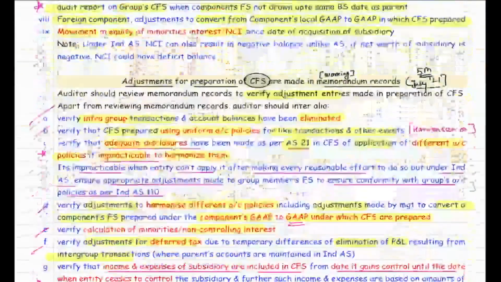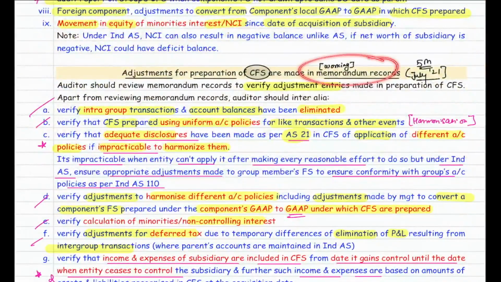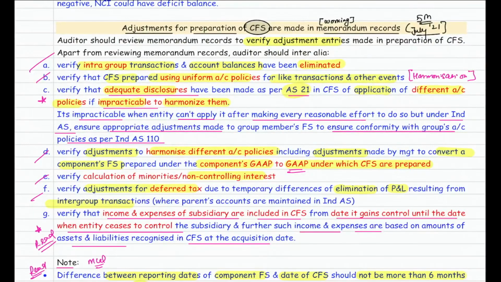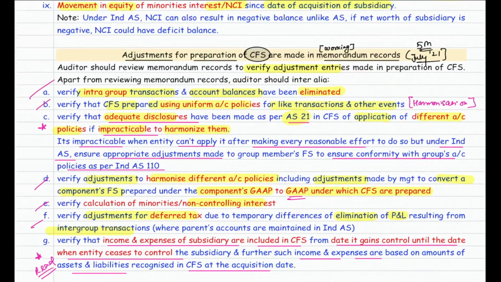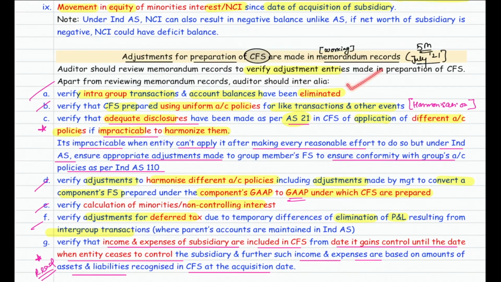Okay sir. Then we discussed this topic of memorandum records. Those who have covered the topic with me, come on everyone. New topic or repetition? Sir, a repetition. You can see the 5 points which are easily repeated. Memorandum records is just a working of the CFS. So what adjustment entries will you see? Intra-group transactions eliminated. Harmonization of accounting policy. GAAP adjustment again. NCI calculation, permanent consolidation adjustment, and deferred tax due to the elimination of P&L on intra-group transactions. So these are the 5 points that you can easily cover here.